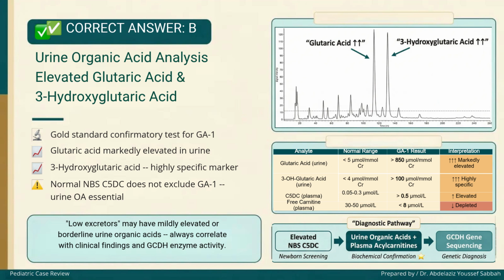The diagnostic pathway goes from elevated newborn screening glutaryl carnitine to urine organic acids plus plasma acylcarnitines for biochemical confirmation, and finally glutaryl coenzyme A dehydrogenase gene sequencing for genetic diagnosis.